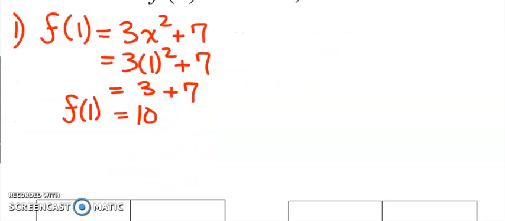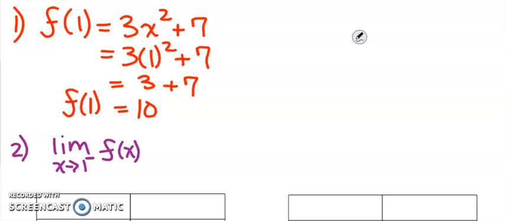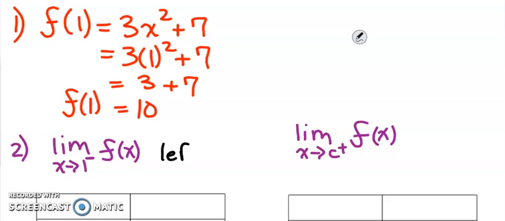Step 2, we will be using tables. And we said here, we need to look at the limit as x approaches c, and in this case, c is 1, from the left side of the function. We'll also take a look at it as it goes from the right side. So again, this is our left side of the graph. Let's change colors. This is our left side of the graph. This is our right side.